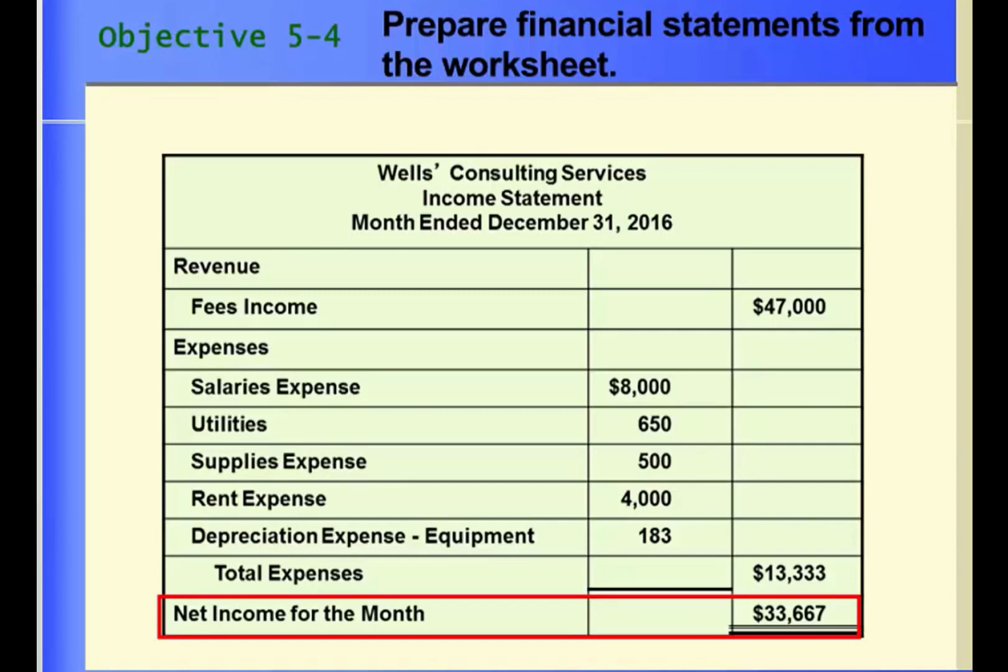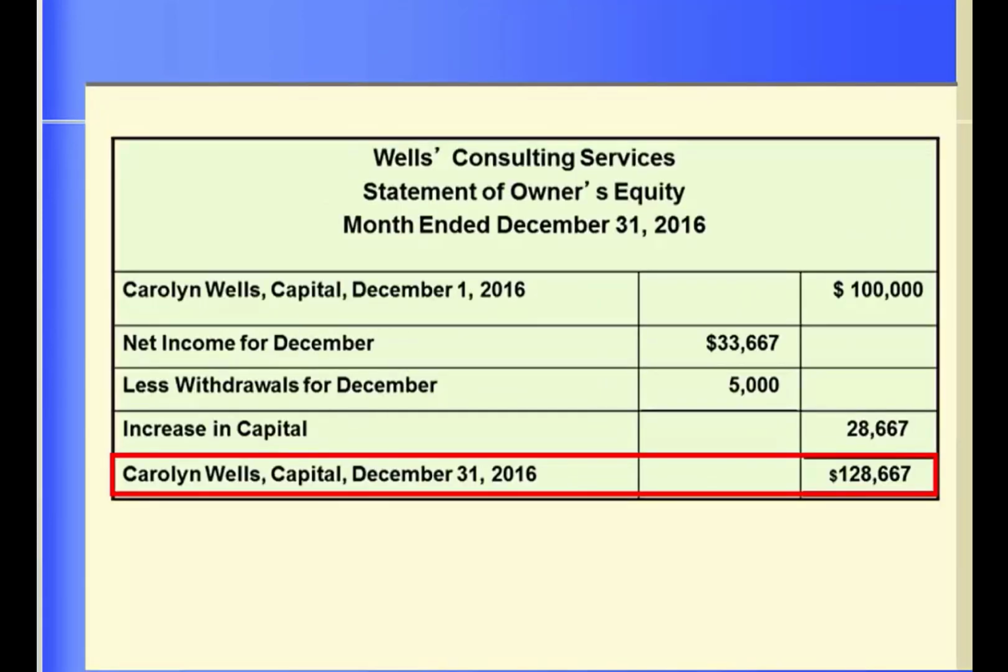Preparing the financial statements is the 5th step in the accounting cycle. Objective 4 requires that we prepare an income statement, statement of owner's equity, and balance sheet from the completed worksheet. Use the income statement section of the worksheet for the amounts to carry to the income statement. You can see that the income statement is now easy to prepare. It's just a matter of transferring the numbers over into a proper income statement format.